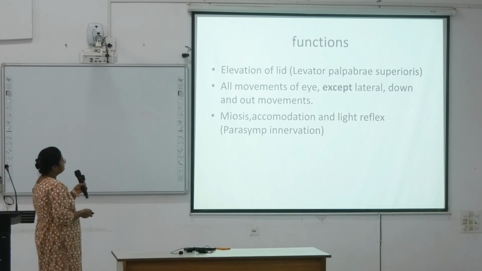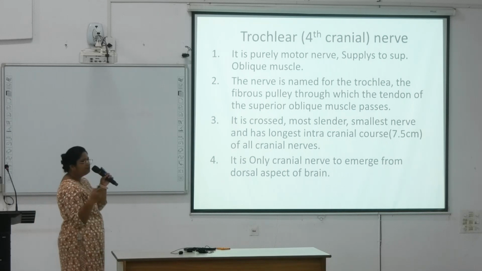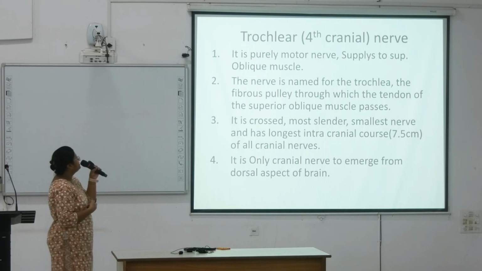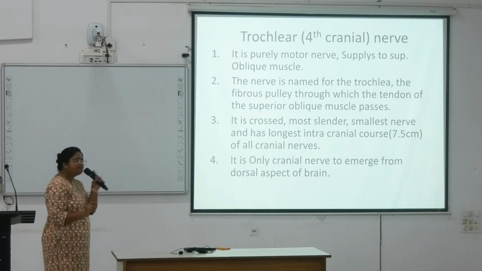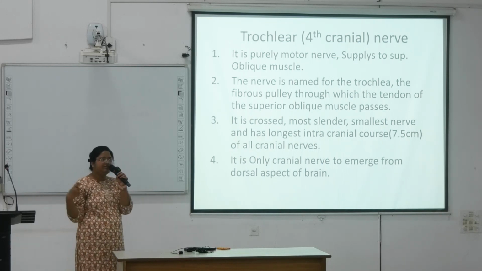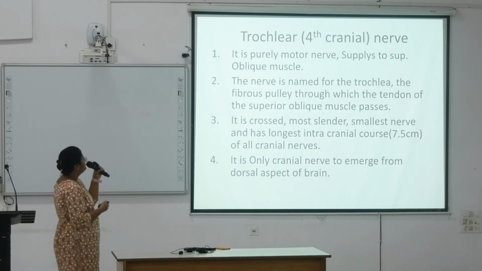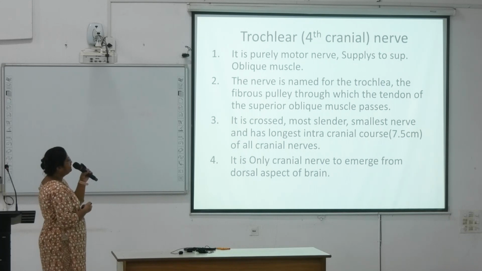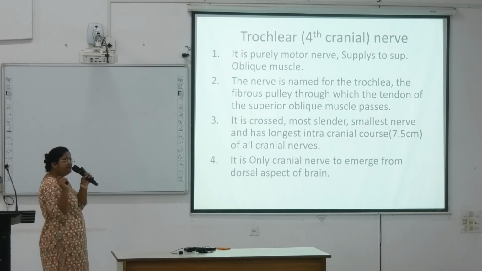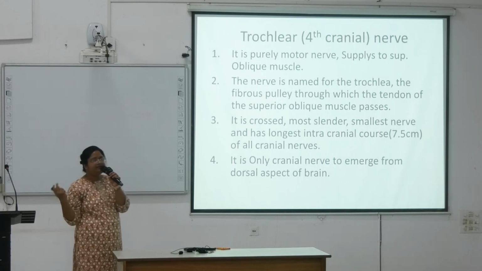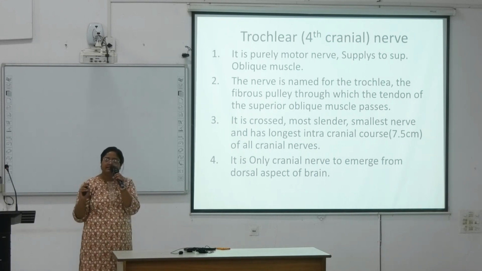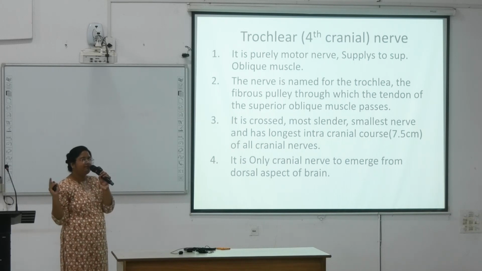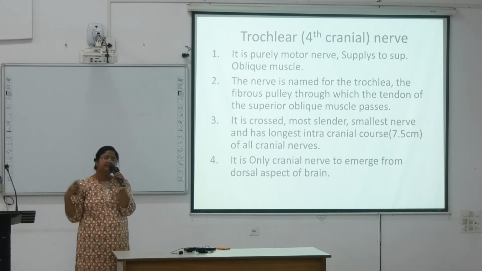Next, we go to the fourth cranial nerve or trochlear nerve. All these three nerves, third, fourth and sixth, are motor. Mainly motor fibers are present. It is a purely motor nerve, supplying the superior oblique muscle, SO4. You can remember SO4, LR6 and the rest supplied by the third cranial nerve. Okay, SO4: the superior oblique is supplied by the fourth cranial nerve or trochlear nerve.